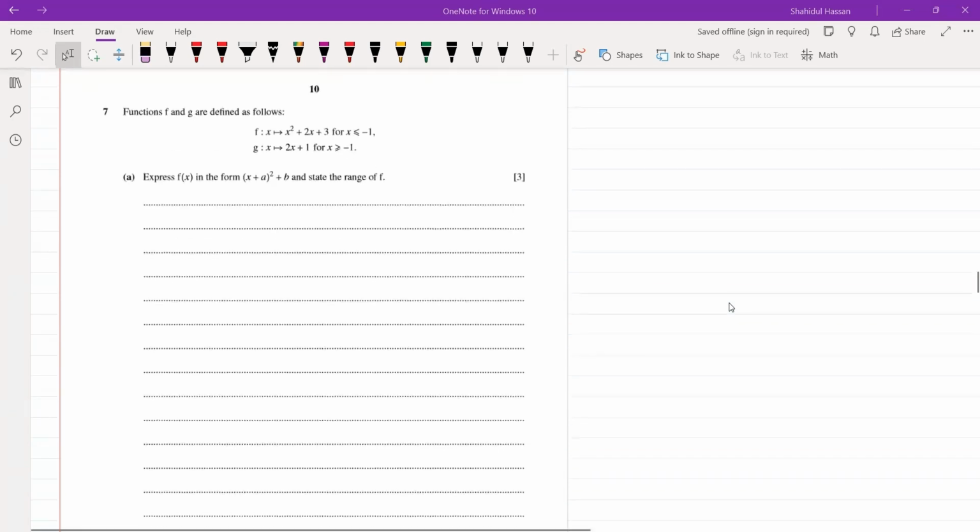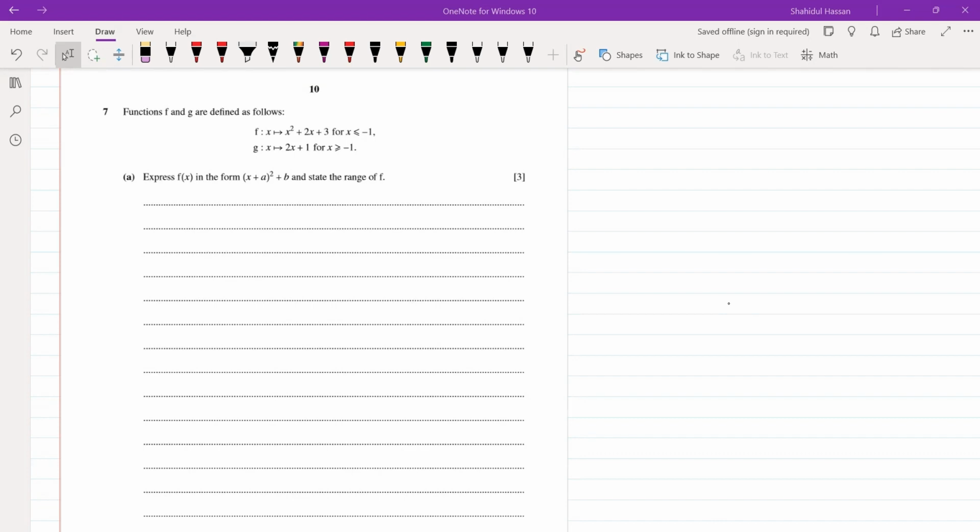Question number 7 is a function problem, and the problem says we have a function f of x and a function g of x. The question is to express f of x in the form (x plus a) squared plus b.